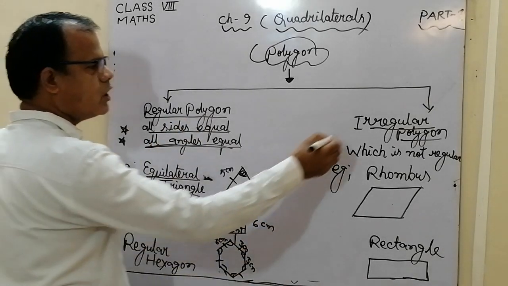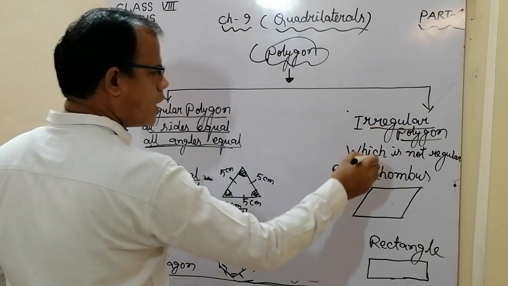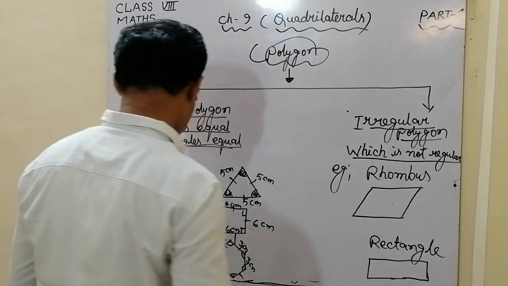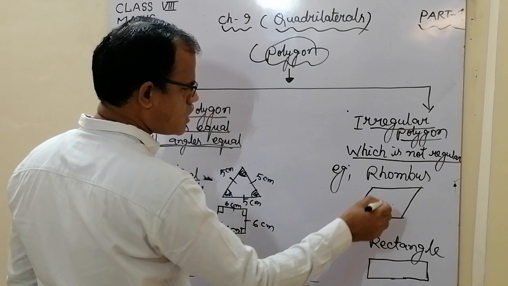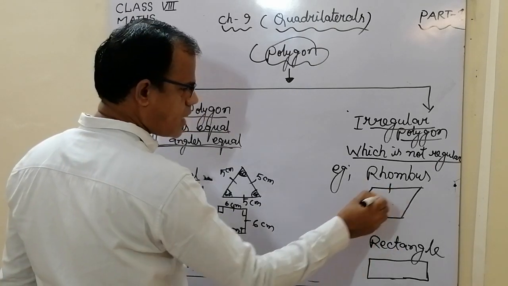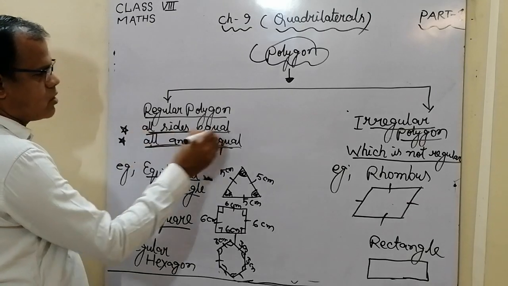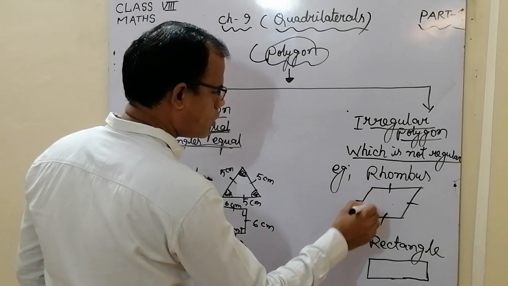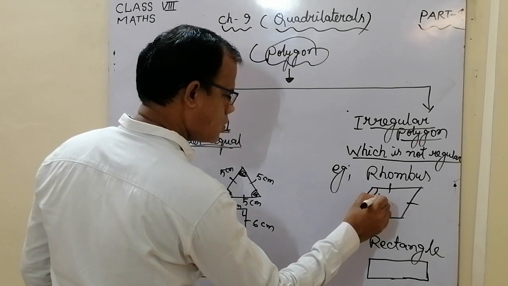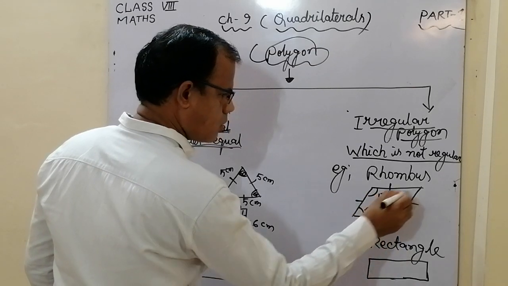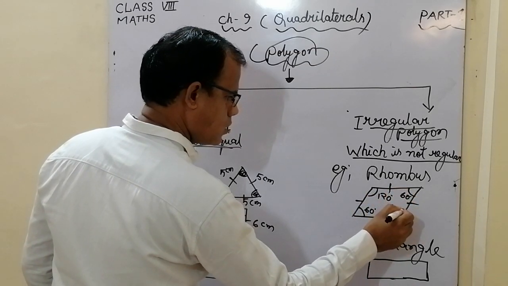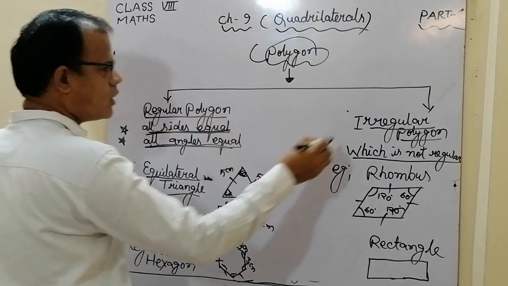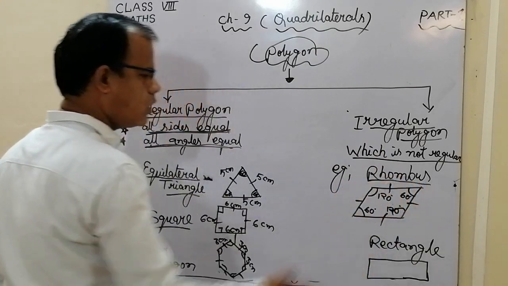Now moving to irregular polygon. Irregular polygon is one which is not regular. Look here, first example is rhombus. In a rhombus all sides are equal. Next, all angles are equal? Here all angles are not equal. Suppose this is 60 degrees, so this is 120, and the opposite angles are equal, this is also 60 and 120, like that. So this is not a regular polygon, this is an example of an irregular polygon.